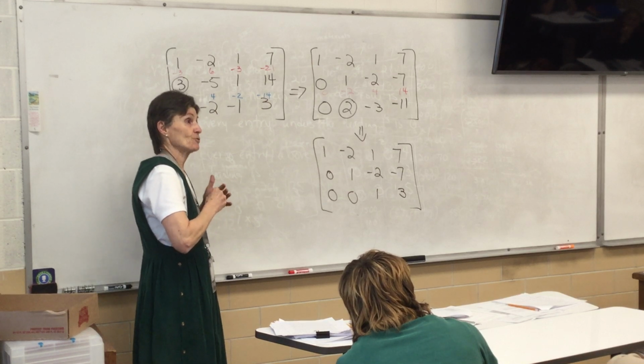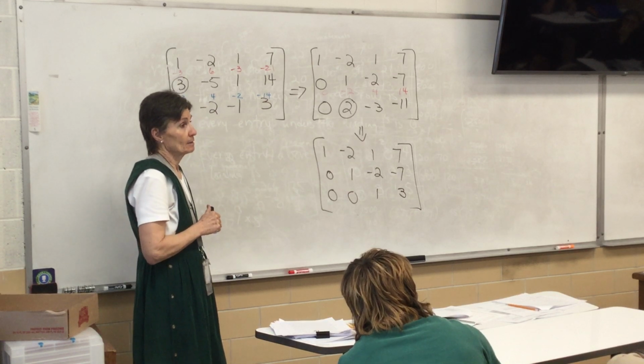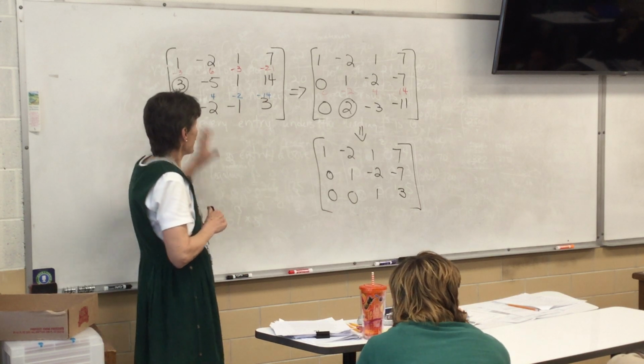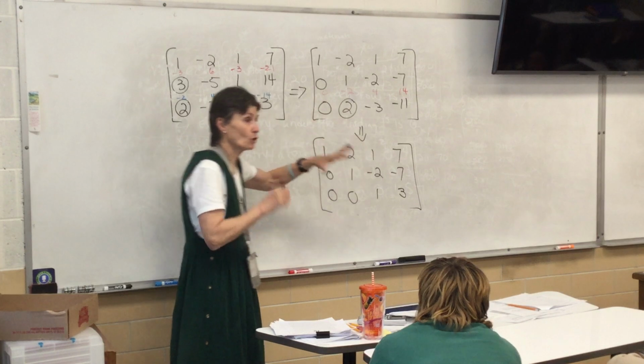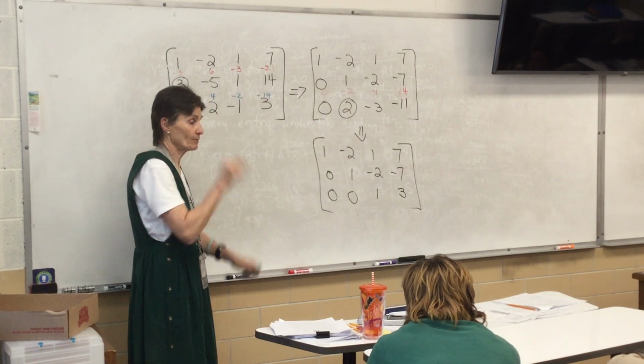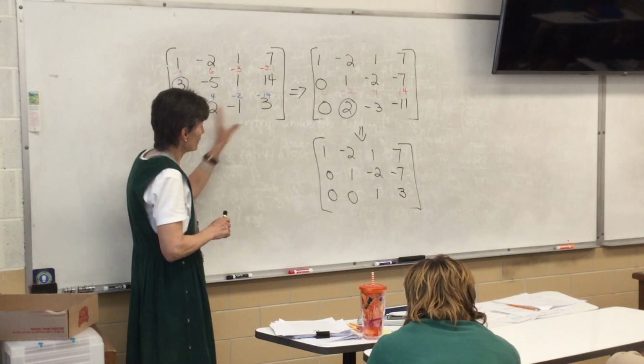And now my matrix is in row echelon form. And everything we just did is called Gaussian elimination. Okay, now your calculator does it with the press of a button. You have to take some steps.